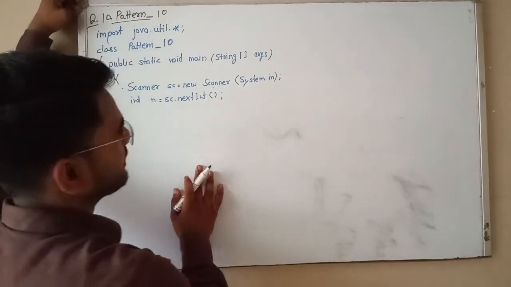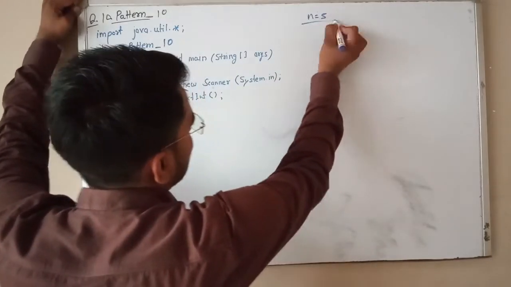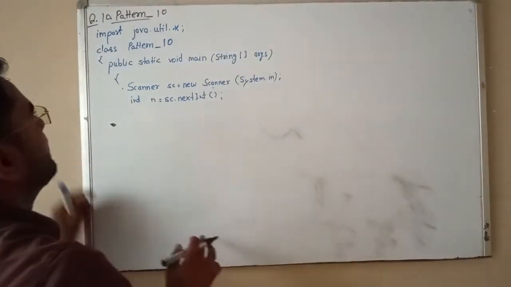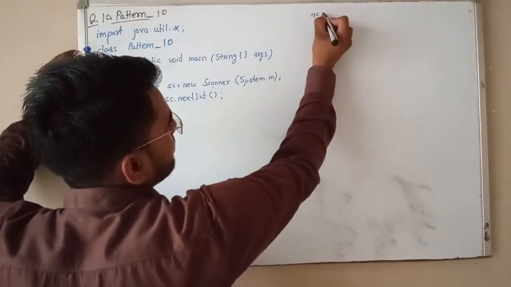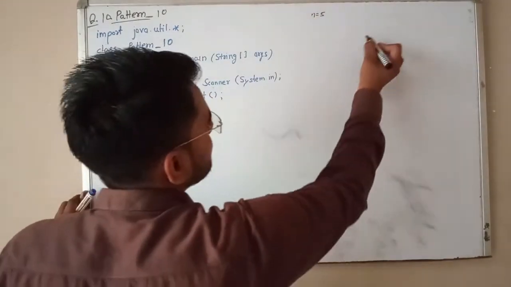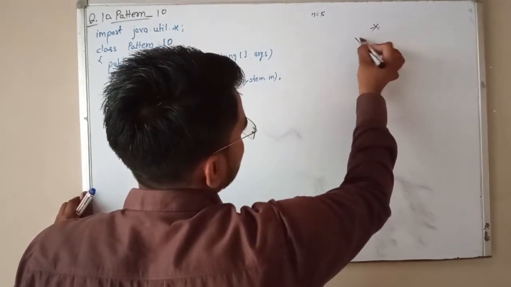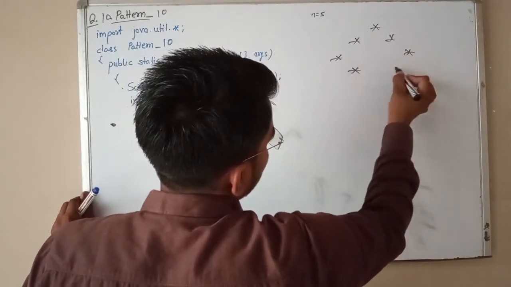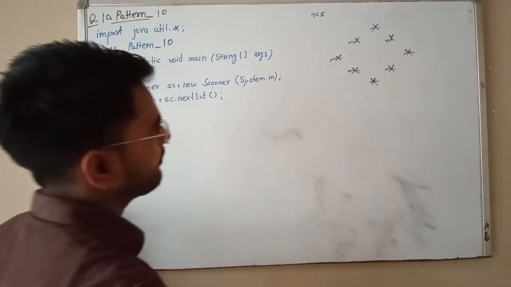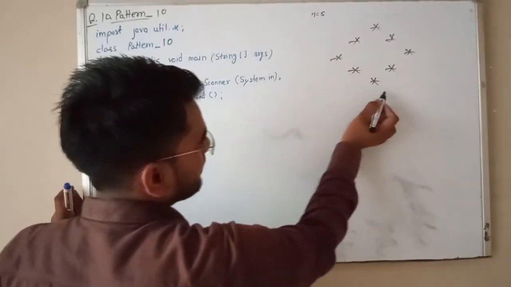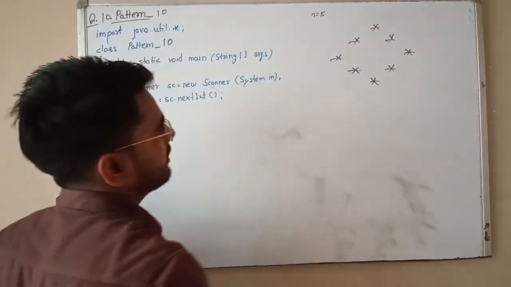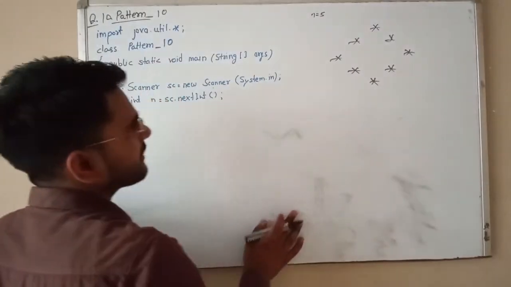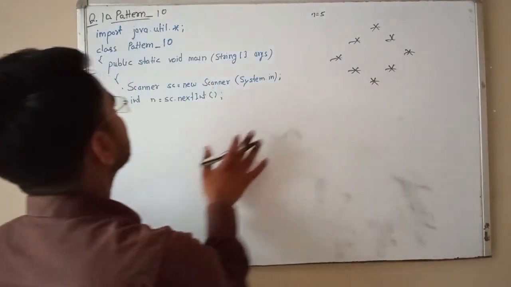Pattern 10 says if the n value is 5, then print 1, 2, 3, 4 and 5. Here is a type of diamond, called a whole diamond. Basically this is not a whole diamond, but we say whole diamond. So print this pattern in pattern 10.